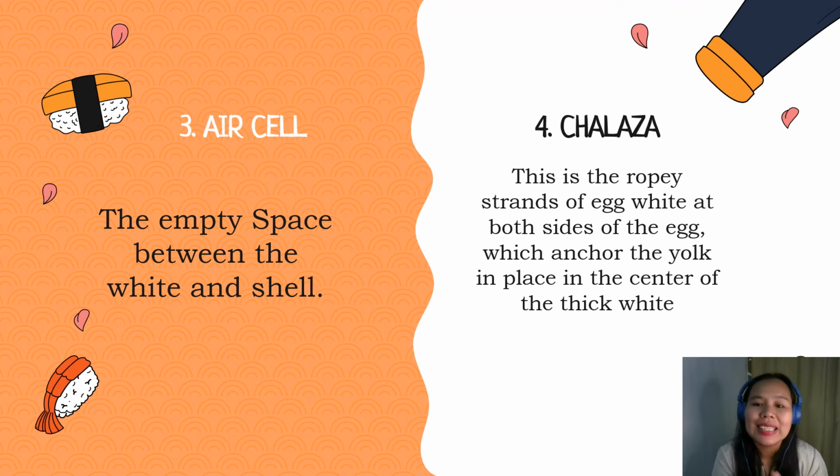Next, we have chalaza. This is the ropey strand of egg white at both sides of the egg, and it holds the egg yolk in place or in the center of the thick albumen. Remember that the more prominent the chalaza, the fresher is the egg.